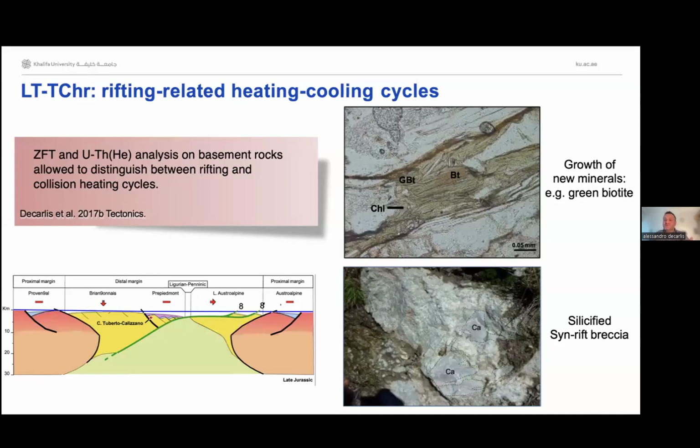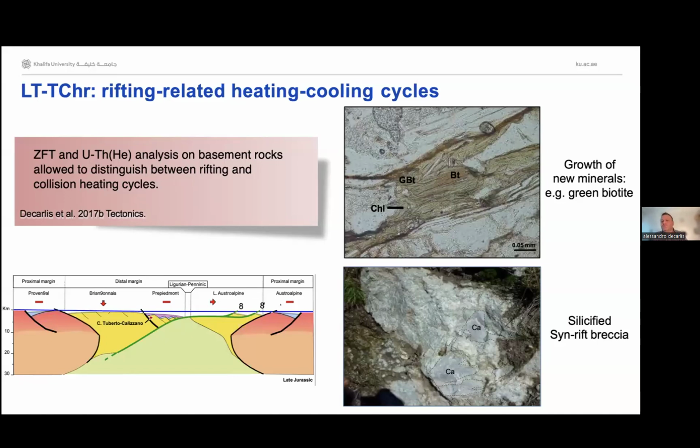This means that one was related to the extensional event, and the second was related to the compressional event, the Alpine cycle. But the heating during the extensional event was much more than expected.